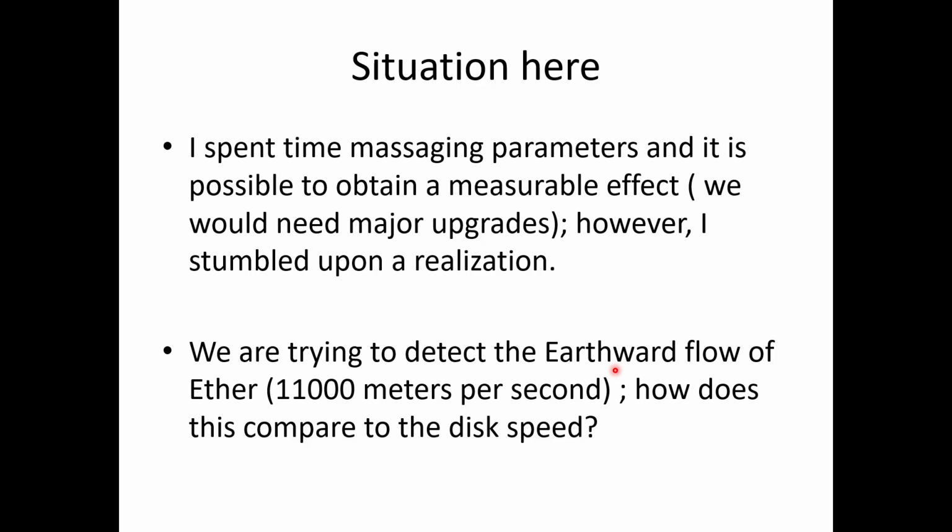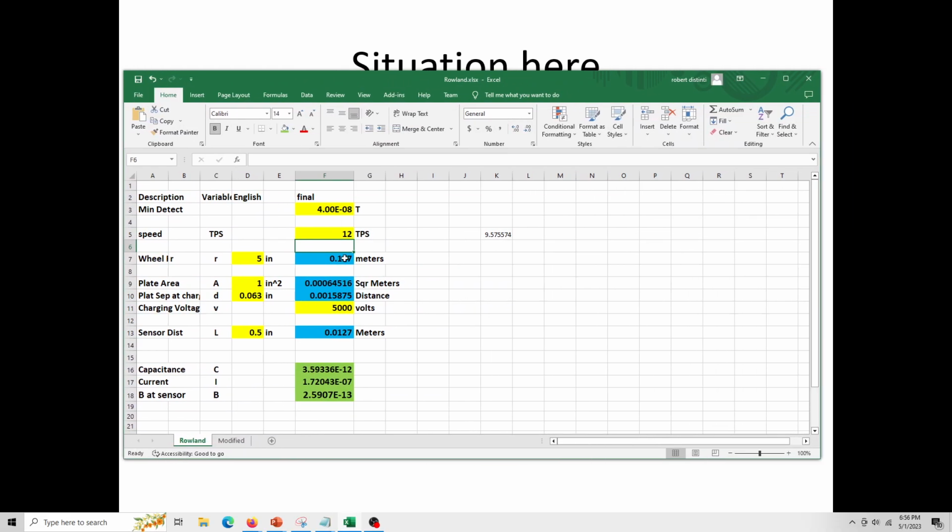However, in doing that, I stumbled upon a realization: we're trying to detect the earthward flow of the ether, which runs at 11,000 meters per second. At 12 turns per second, the edge of the wheel is only moving at 9.5 meters per second, so it's like 1,000 times smaller. The speed of the wheel at our current equipment level is 1,000 times smaller than the actual motion of the ether. So the rotation of our wheel is kind of insignificant to what we're measuring.